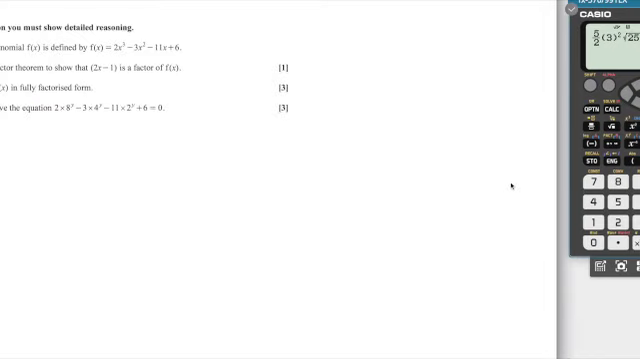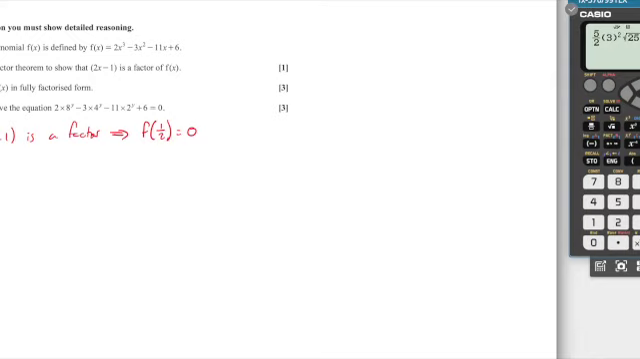So question 4. Cubic polynomial. This is a pretty standard question. Seen lots of these before. So use the factor theorem to show that 2x minus 1 is a factor. So what do we know then? Well, if 2x minus 1 is a factor, that implies that f of a half equals 0.